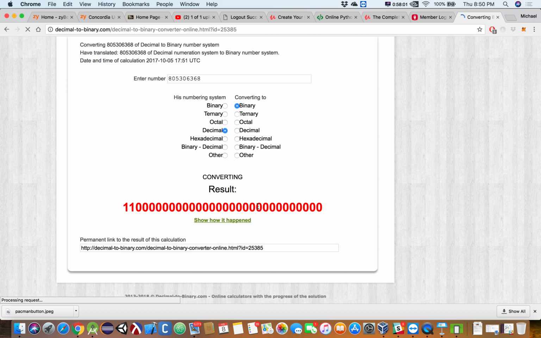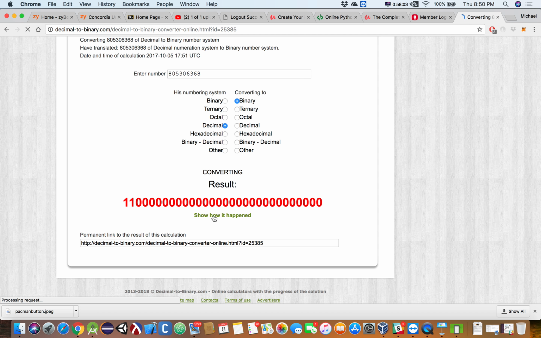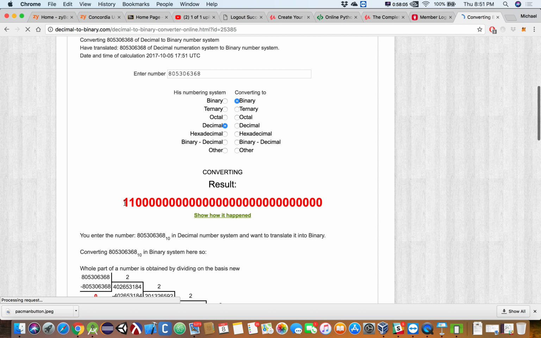It's in decimal. We want to go to binary. Oh, actually, it's not bad because of the number of zeros. So remember, this is the ones place, 2s, 4s, 8s, 16s, 32, 64, 128, 256, 512, and so on, up to millions. Perfect.